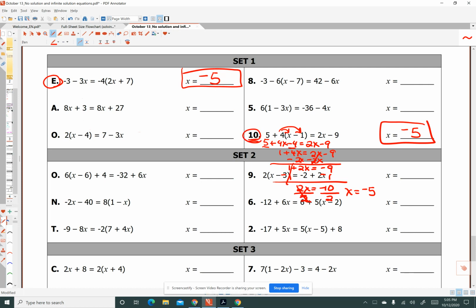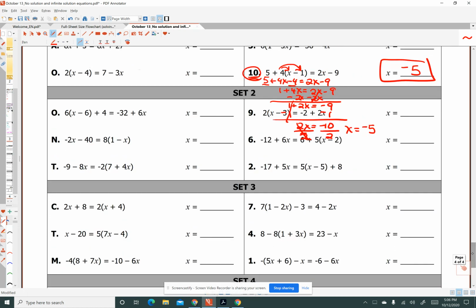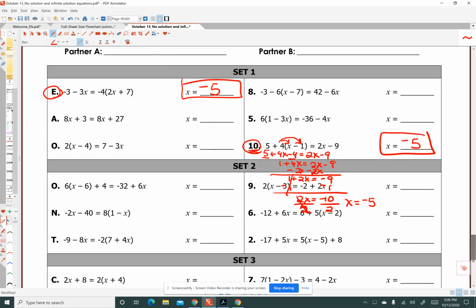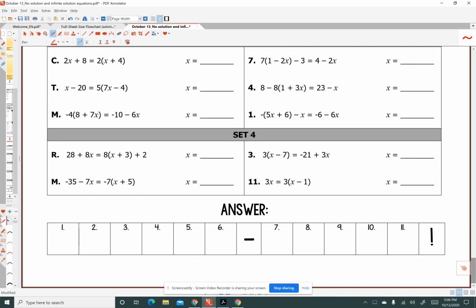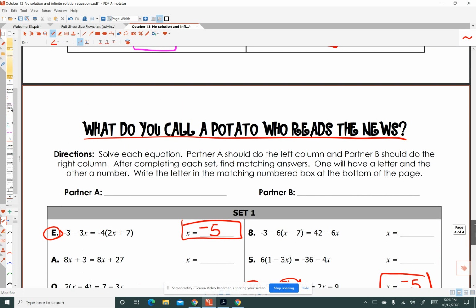So then I go down to the bottom of the page. It's a joke, so we're starting with a joke. What do you call a potato who reads the news? So spot number 10 is an E. So as you work through these problems, you're going to get the answer to the joke.